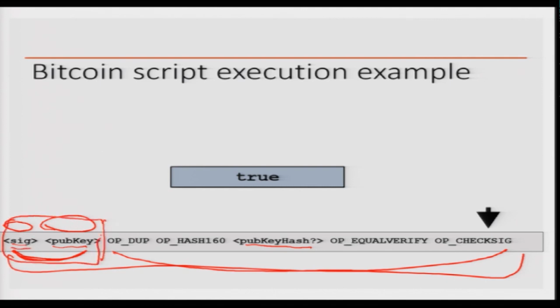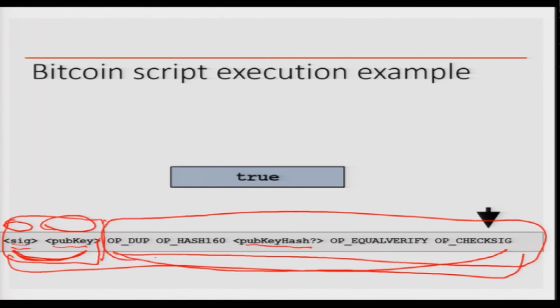This is the input part of the transaction. The output part of the transaction is supposed to only give you the public key hash of the person who is supposed to get the money. What it does is check whether this public key hash matches the public key of the recipient. For this, I duplicate the public key, make a hash, and compare it. I check the equality, and if they match, then we know that this is the correct hash.